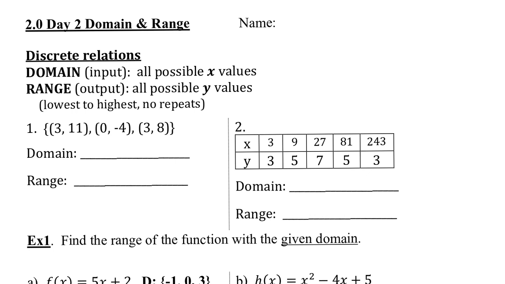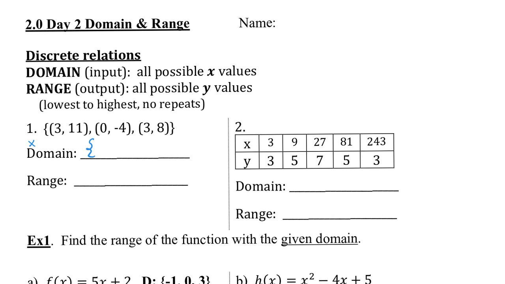The range is the output or all the y values. And when you list a discrete relation's domain and range, you list the values from lowest to highest, and we do no repeats. So let's look at this relation. It's listed as a bunch of ordered pairs. Okay, domain is always the x values. The nice way to write it is using set notation. Set uses these squiggly brackets. That means you're going to put a list in there. You could put a shopping list in there, but those always represent a list.